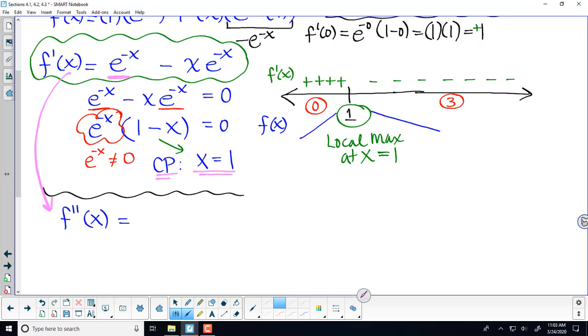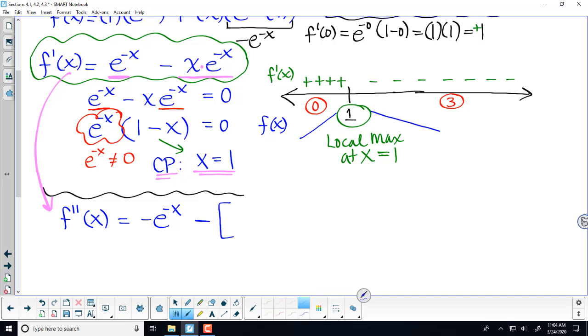So the derivative of e to the negative x is negative e to the negative x. I have to use the chain rule. Now here's where we have to be careful. Minus, when we find the derivative here, this is a product, and we have to subtract that product, so whatever I get, I have to make sure I subtract everything, in the bracket.